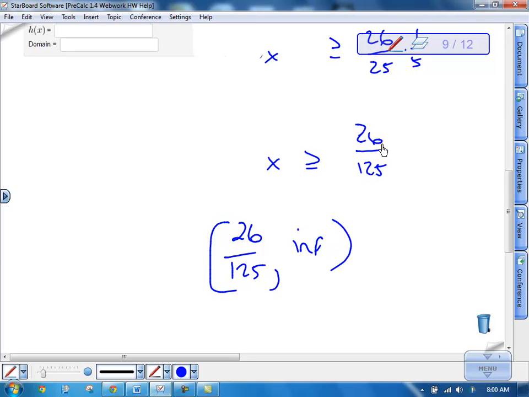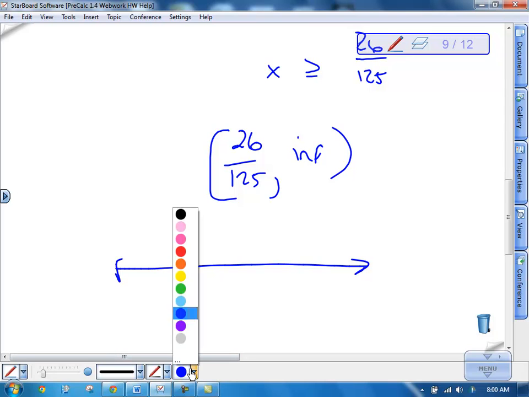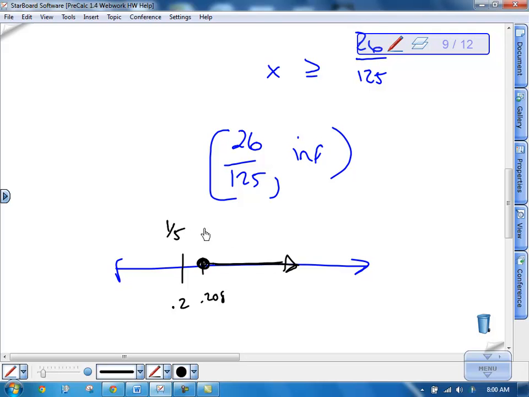The reason why is because if you look at a number line, we want all the numbers. We just found out that this is the more restricted domain, essentially, because this is 0.208. So here's 0.2, and here's 0.208. And what we want is all the numbers that are equal to 0.208 and to the right, all the numbers that are bigger than that. And this is 1/5 right here. So 0.2 is 1/5. This is 26 over 125.